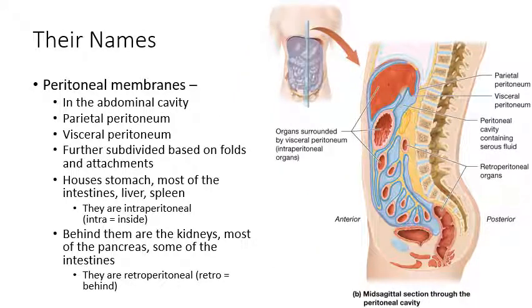Then you have the peritoneal membrane, which is really large. It's by far the biggest serous membrane in the body. It's located in the abdominal cavity, and it forms the peritoneal cavity. You divide it into the parietal peritoneum and the visceral peritoneum. Sorry, I misspoke. The visceral peritoneum is right up against an organ in the abdominal cavity. The parietal peritoneum is outer from that, so it would be superficial to that visceral peritoneum.